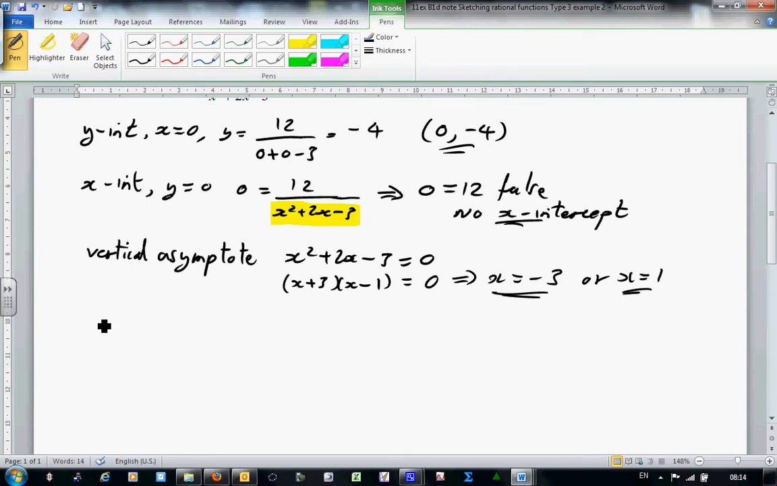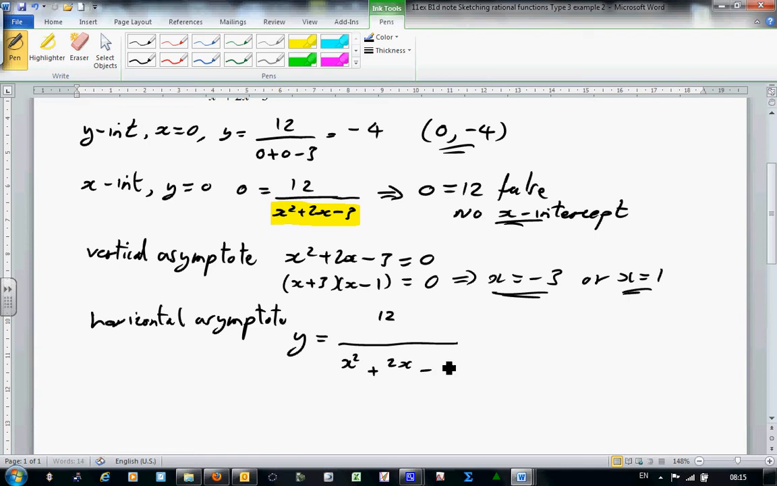So let's have a look at the horizontal asymptotes. Okay, and this time then what we're going to do is we're looking at the behavior of y as x gets really big. And in this case we're looking at the right hand side as a fraction. So I'm going to divide top and bottom, all terms, by the highest degree. And the highest degree in this case is x squared. So I'm going to divide everything by x squared. And as long as I do this to all of the terms, there's no problem with that.